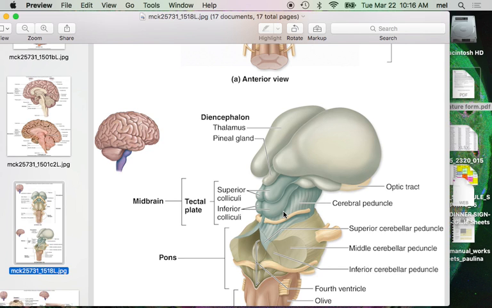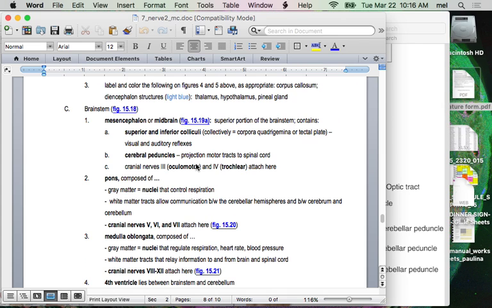In humans, they're all about the same size. If you looked at them in sheep, one of them's way bigger than the other. The top one's way bigger than the bottom one. It's because these are for visual and auditory reflexes, and sheep have better visual reflexes than they do auditory reflexes, so there's a lot more processing for visual reflexes than auditory reflexes.